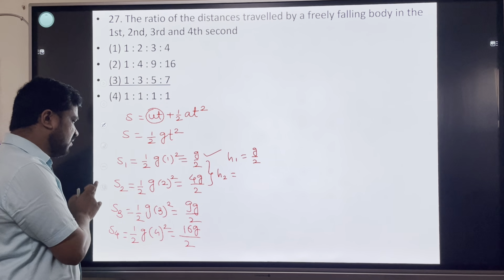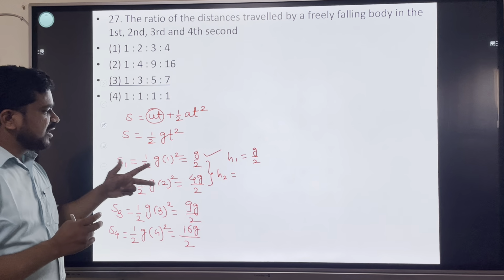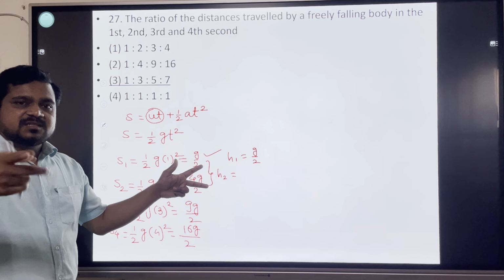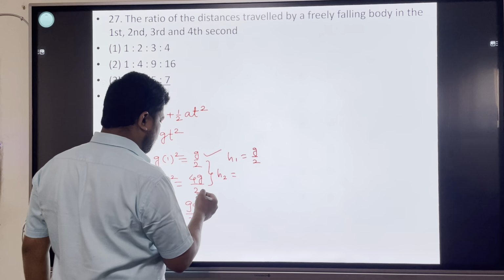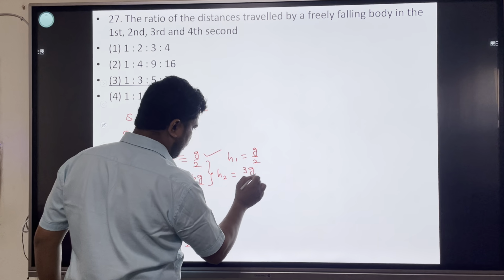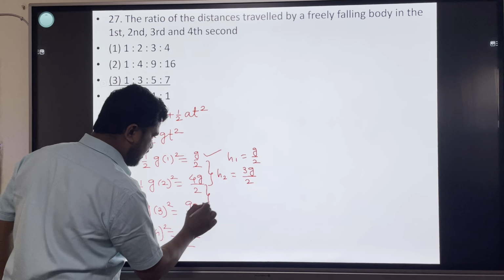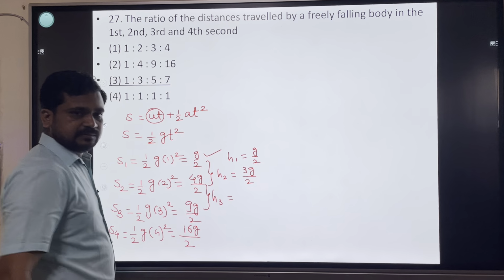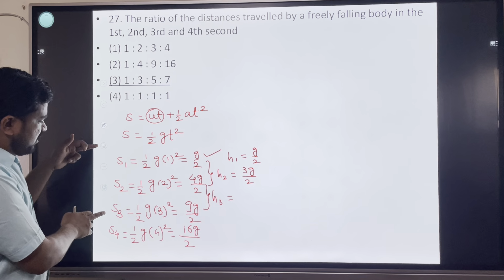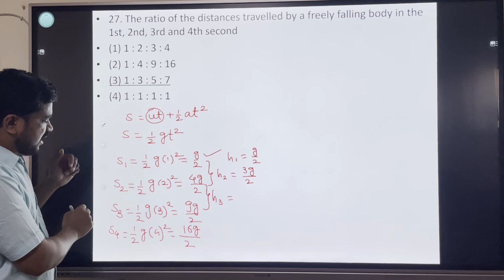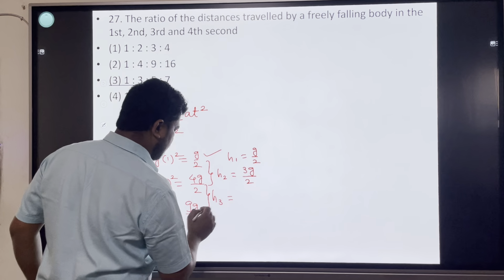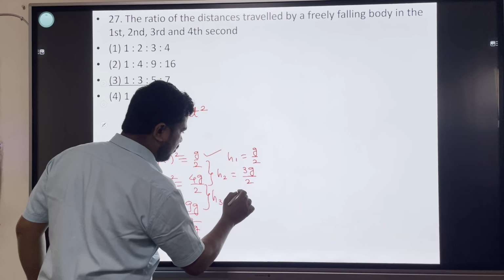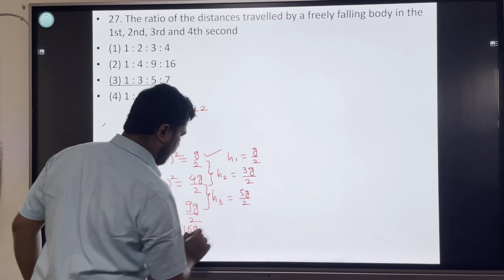Distance in 2 seconds minus distance in 1 second, we will get distance in the second second: 4g/2 minus g/2, 3g/2. Distance in the third second is the total distance in 3 seconds minus the distance in 2 seconds, we will get distance in the third second: 9g/2 minus 4g/2, 5g/2.